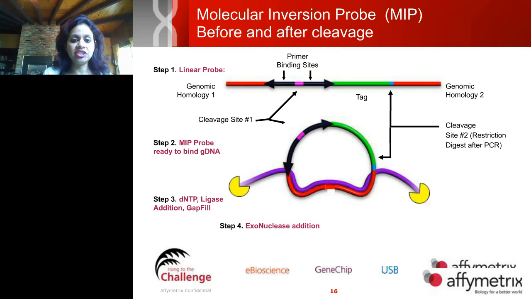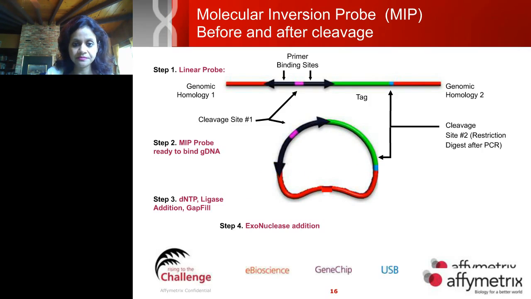At this stage, you do an exonuclease addition step, which is very important, because what it does is it gets rid of the extra probes for whom the matching sequences were not found, and it also gets rid of the extra probes that were not annealed to the genomic DNA.